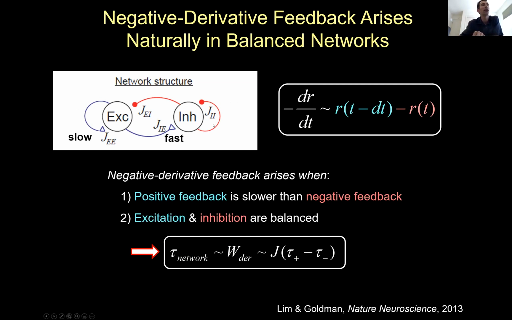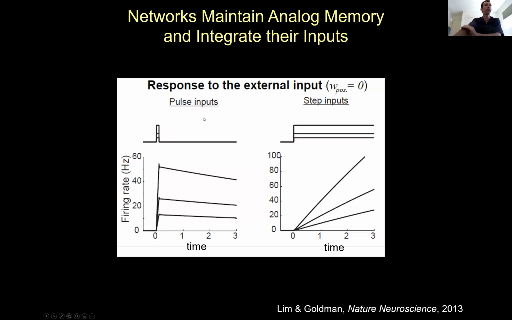Okay, so let's check that this actually works and maintains persistent activity and performs neural integration. And that's shown here. Indeed, it does. This is showing response to two different types of inputs. On the left, you see the response to pulse inputs of 3 different amplitudes. And you can see that the firing rate, again, maintains persistent activity with very slow decay. And that's due to the slip correction of the derivative feedback.